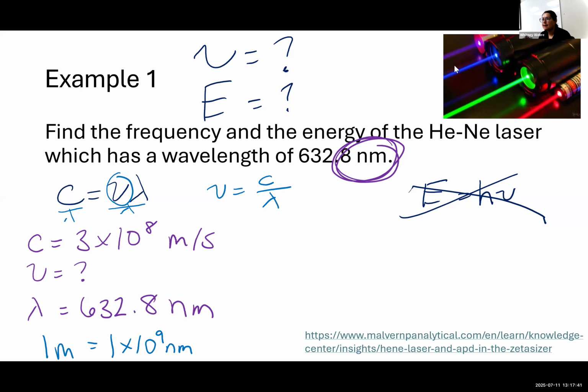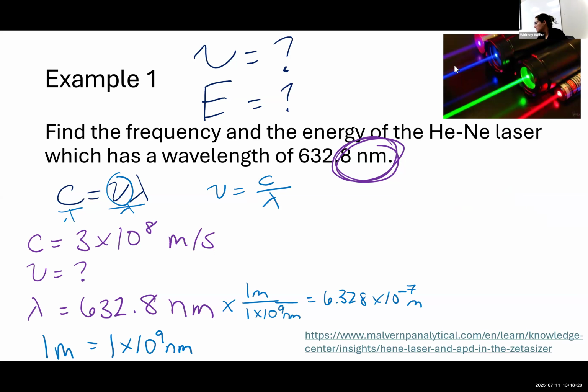So we have to substitute here and get those units correct. You can move the decimal place over 9 times, or you can type it in your calculator. Just make sure you type it in correctly, 1E9. And once you have all of your substitutions, you can solve.